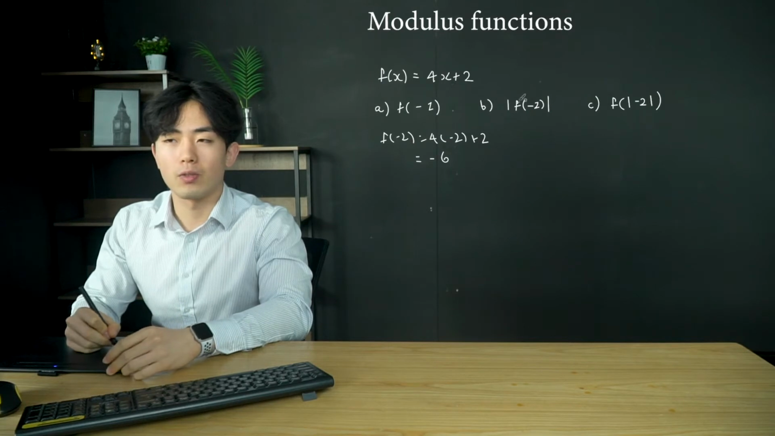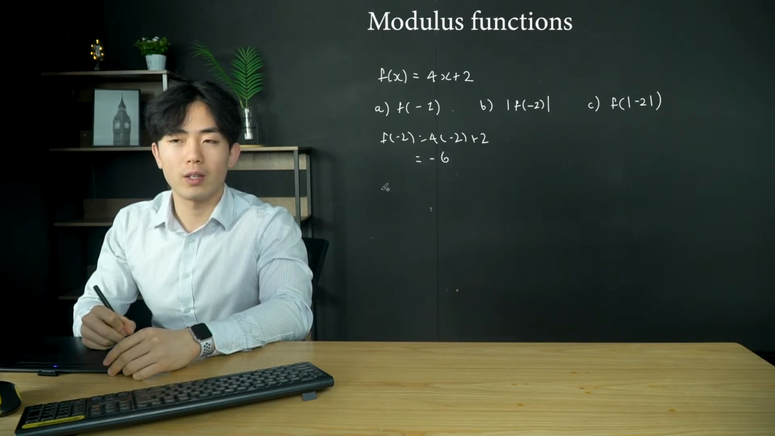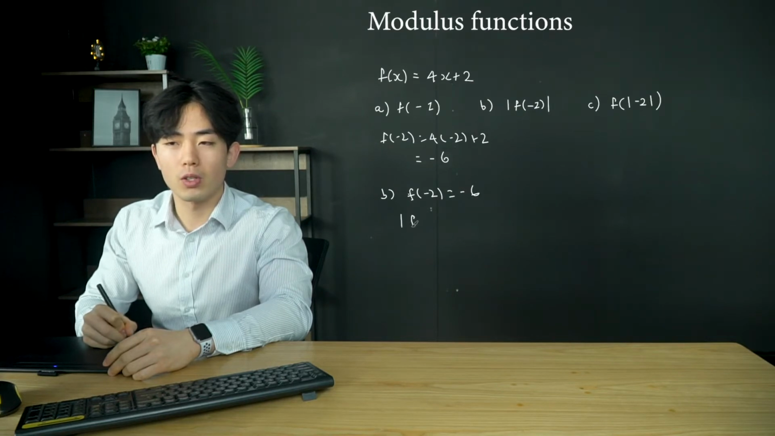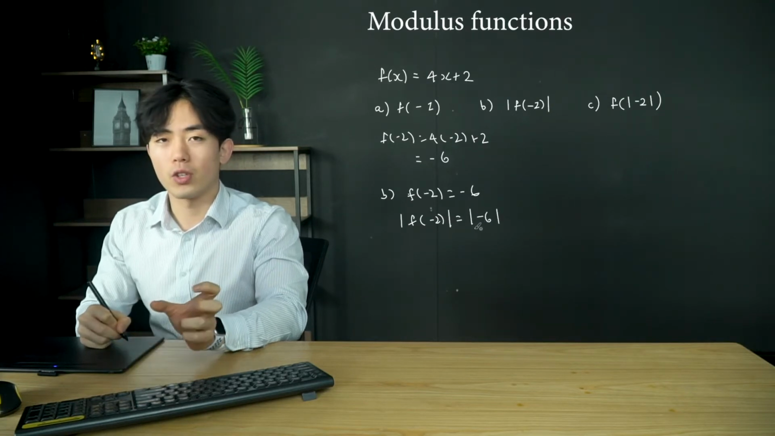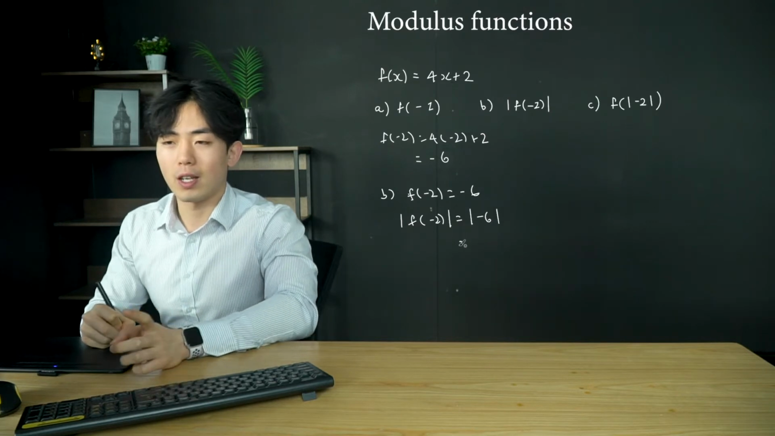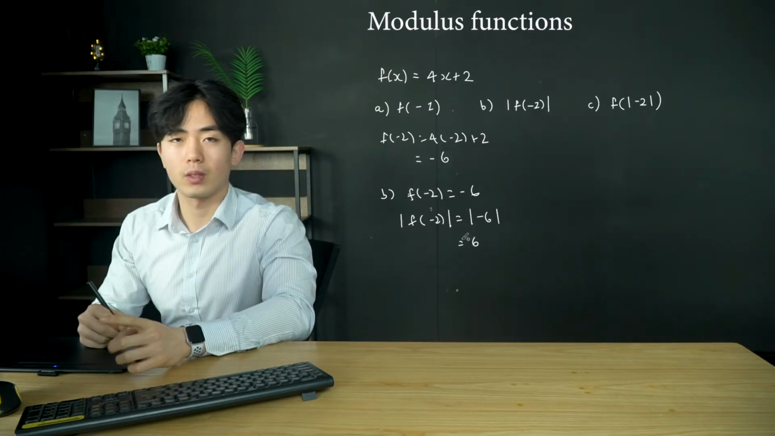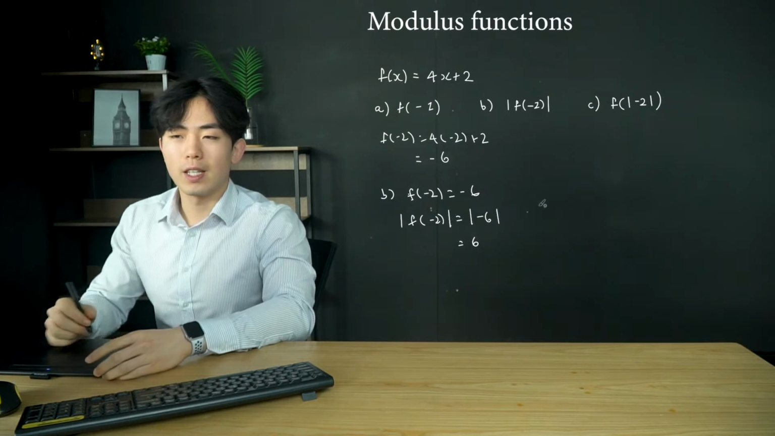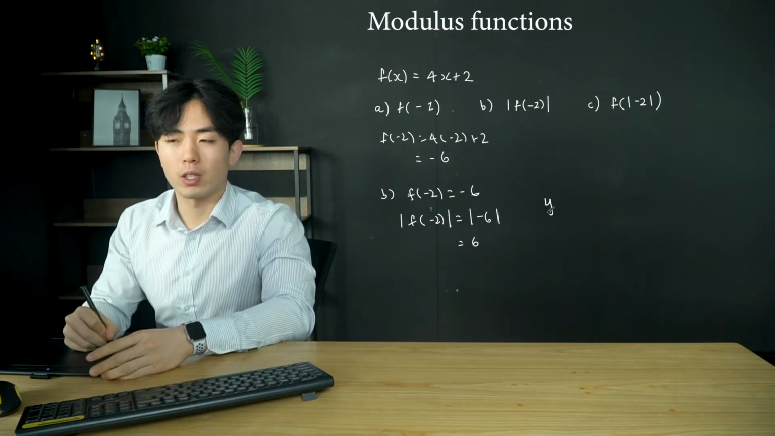Now B asks us to find the modulus of f of -2. Well, it's the same thing as before. We found earlier that f of -2 was equal to -6. But if we're asked to find the modulus of f of -2, that has the effect of having to find the modulus of -6. And the modulus is like the absolute value, which means we change it into just 6. So this is an example of y equals the modulus of f of x.